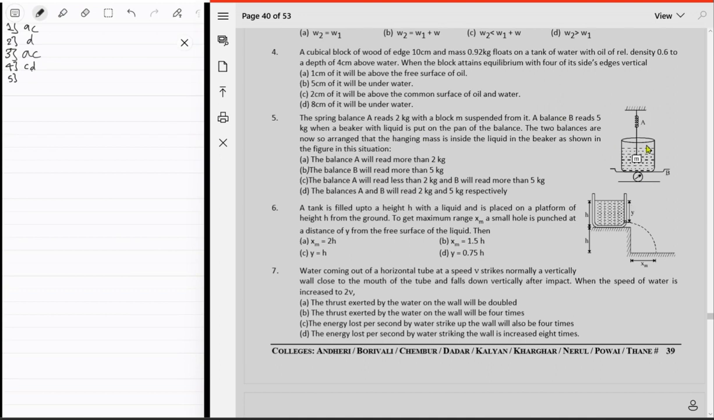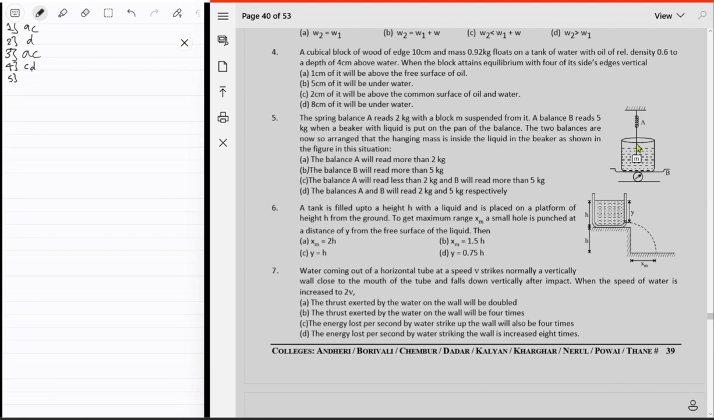When it's like this, it reads, oh, I understood. And when it's just the beaker, it reads 5 kgs. When the two balances are now arranged so that this happens, what's the reading of balances A and B both? There's a buoyant force involved. Nothing on density is actually given, so that's weird.